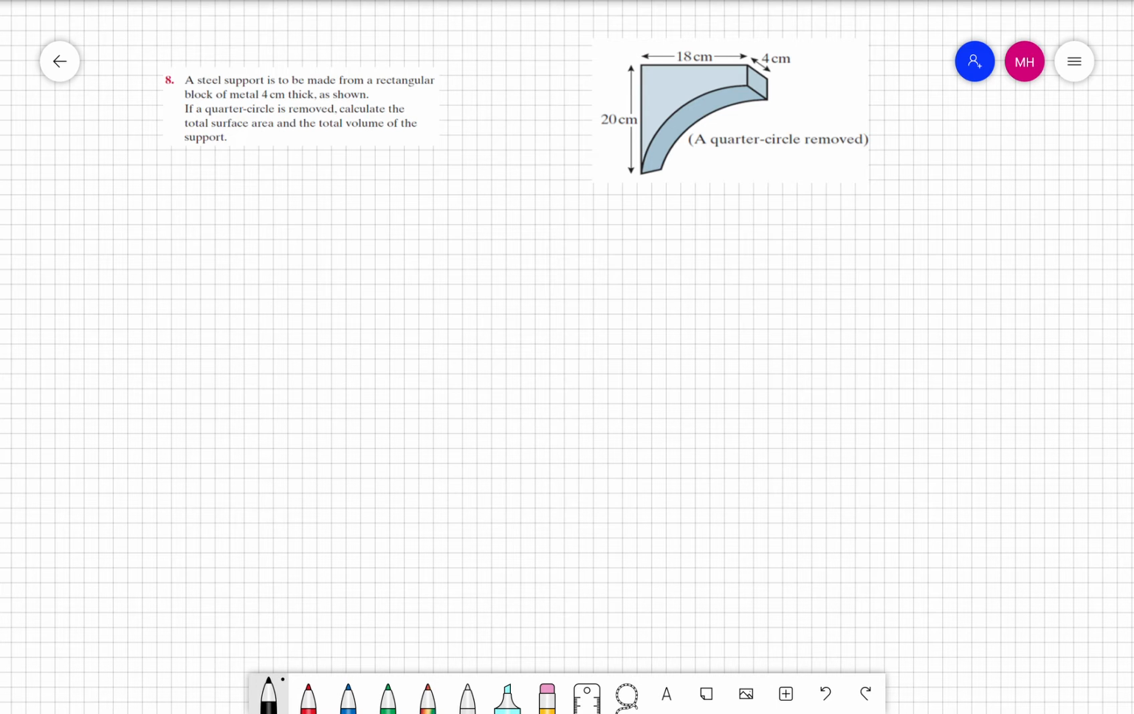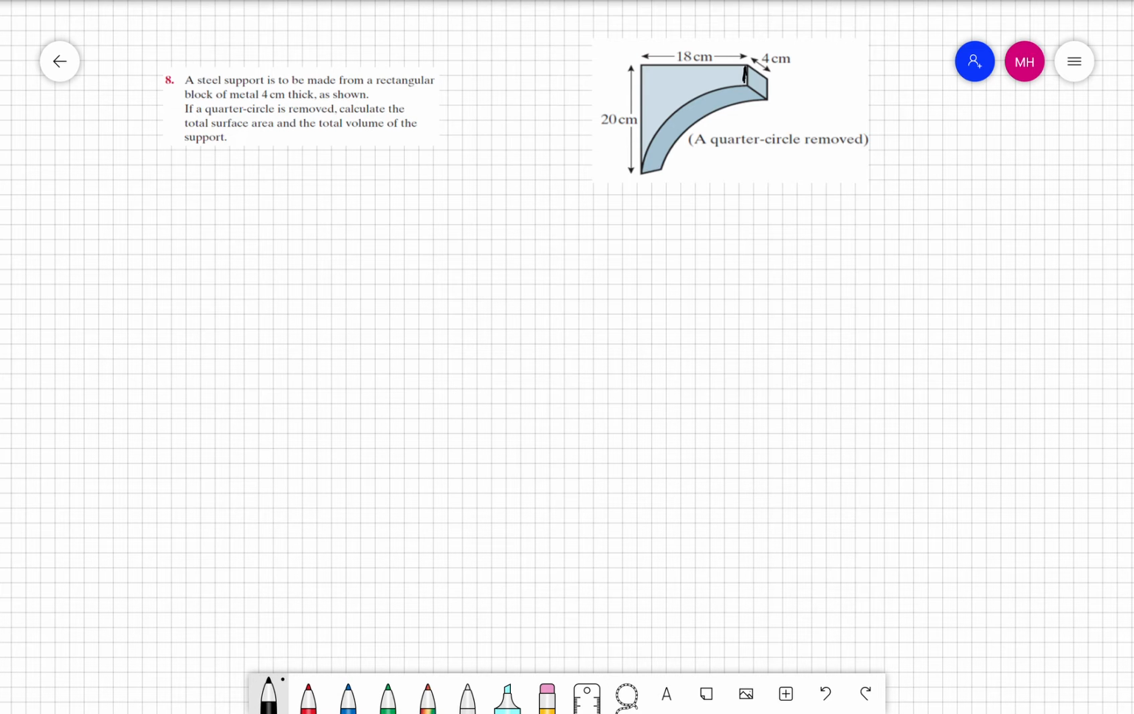Normally with these questions you might find a circle enclosed in a square, but this one's actually in a rectangle, so it doesn't match perfectly. You have this little extra lip at the top. A quarter circle is removed. Calculate the total surface area. So probably the easiest way to go about doing this is to calculate the surface area and the volume.